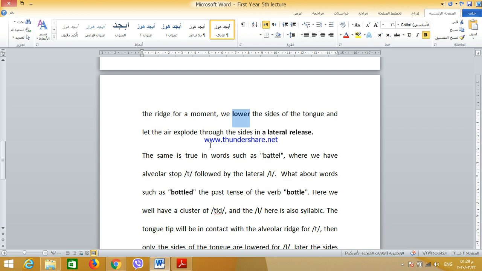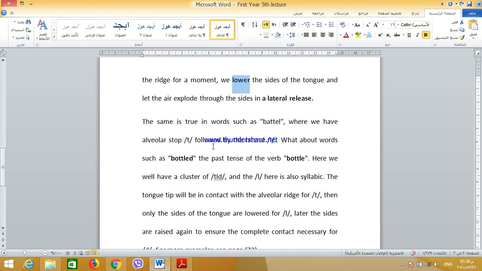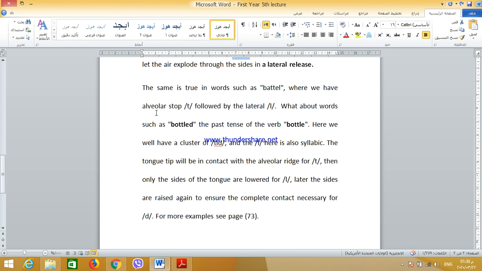So we make the contact, the complete contact, for a moment, then we only lower the sides. We don't lower the whole tongue. The tip of the tongue is still in contact with the alveolar ridge, and only the sides are lowered. In this case, we will have a lateral release. Actually, the same is true in words such as battle. It is not "battel" with a vowel, it's battle. The tl is pronounced all together, where we have an alveolar stop t followed by lateral l. So we will have the same process.